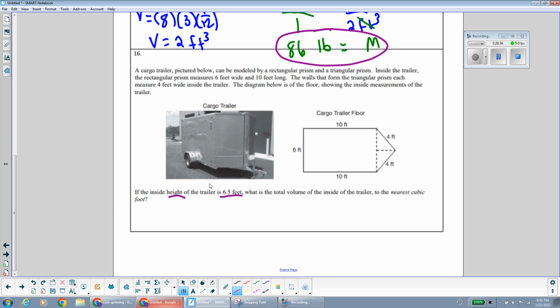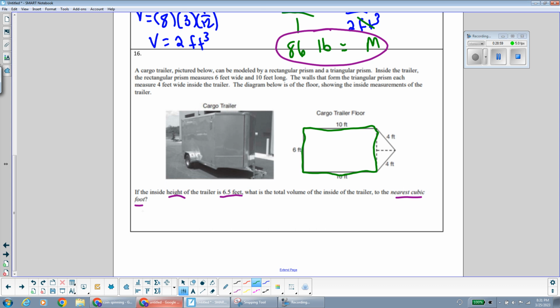So at least this is nice. The height's in feet, all the other dimensions are in feet, and we are finding the volume to the nearest cubic foot. So at least no conversions are going to be necessary. So we basically have two parts of this trailer that we need to find the volume of and then put it together. Let's start with the rectangular base.